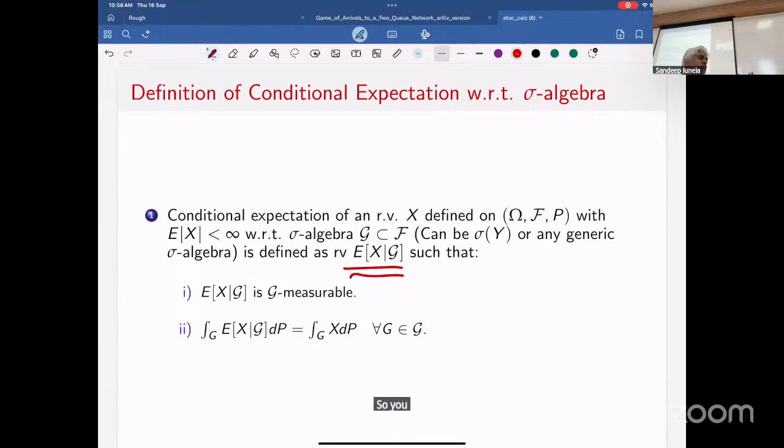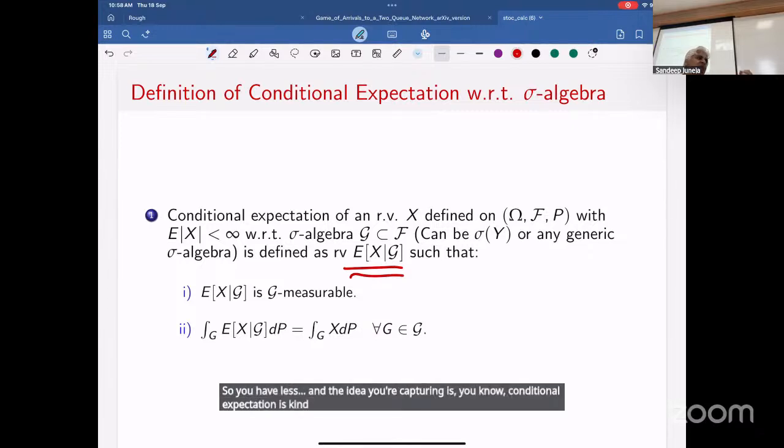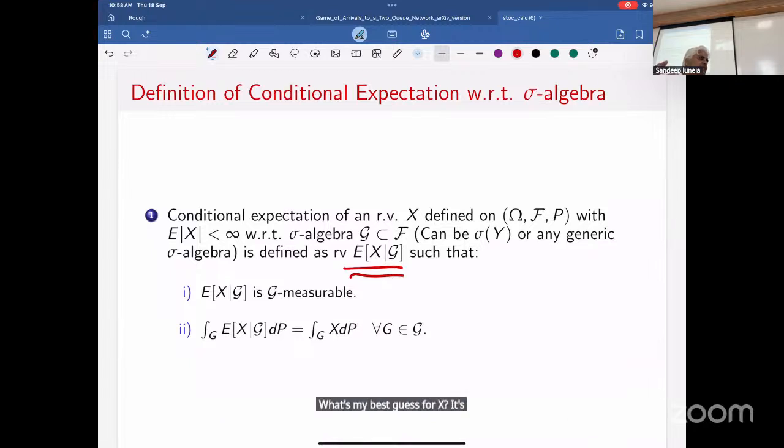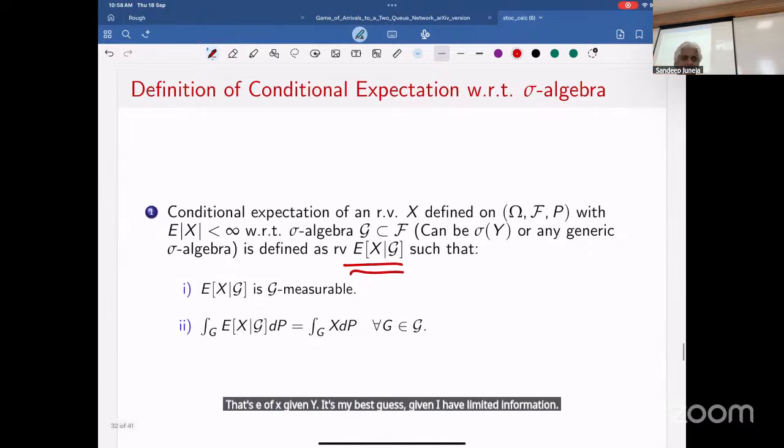So you have less, and the idea you're capturing is: given Y is equal to small y, what's my best guess for X? It's a conditional expectation. I don't know X, I have some partial information that Y is equal to y. What's my smoothed version of X? That's E of X given Y. It's my best guess given I have limited information. So that idea will continue.